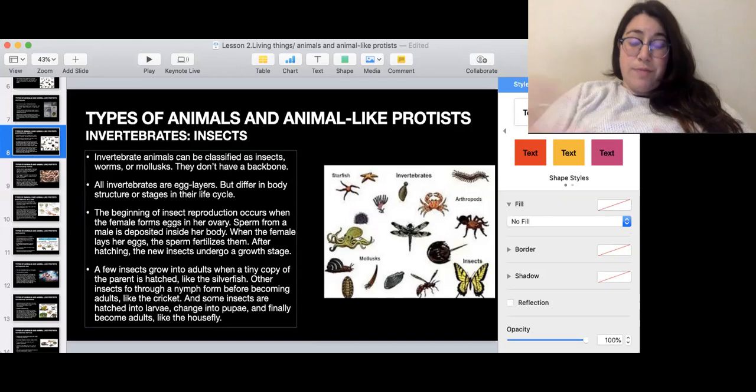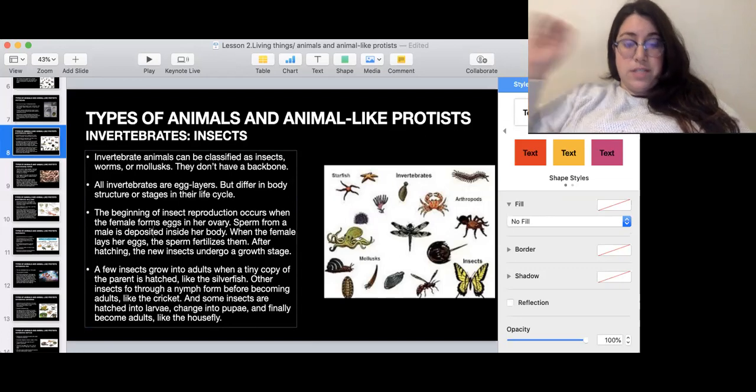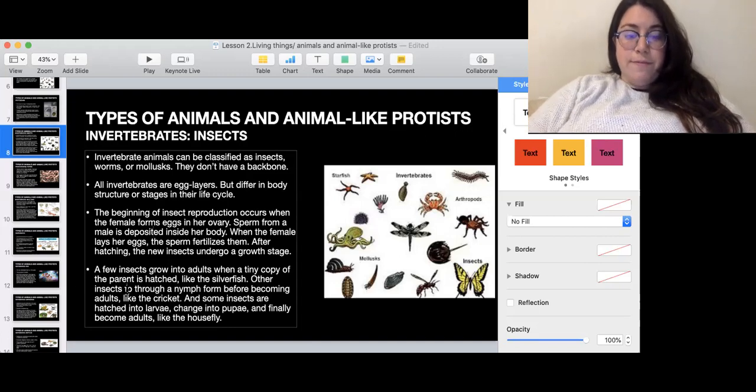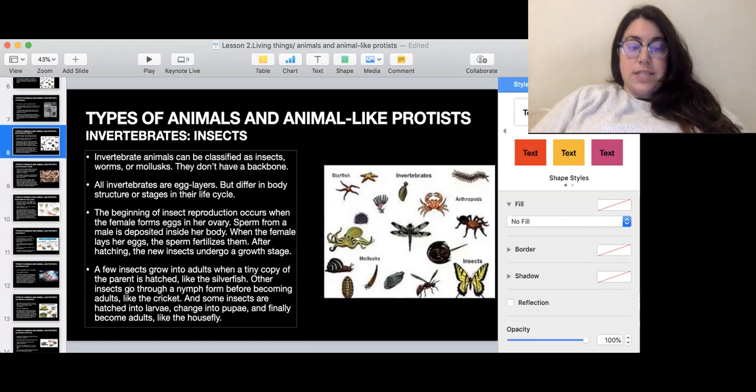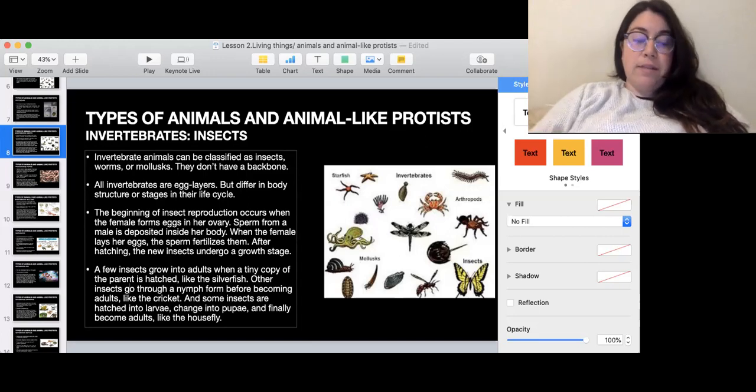A few types of insects grow into adults when a tiny copy of the parent is hatched, like the silverfish. So they're just like the parent, but in a small version. And then other insects go through a nymph form before becoming adults, like what happens with the cricket that we learned about before. And then some insects hatch into larvae, then change into pupae, and finally become adults, like what happens with the housefly or the butterfly.